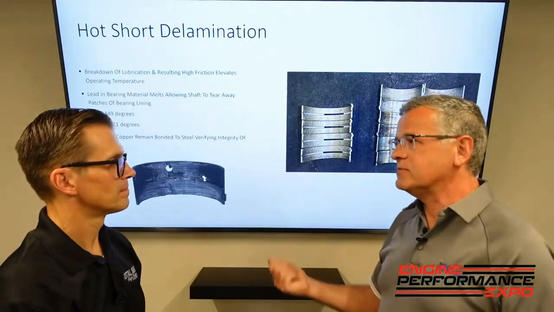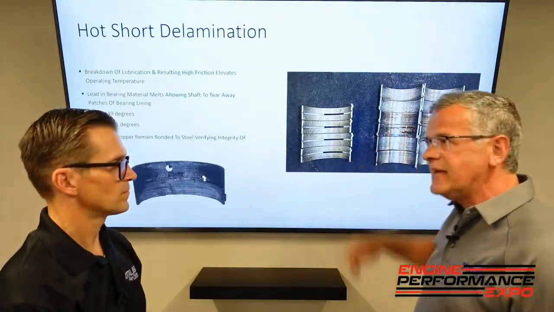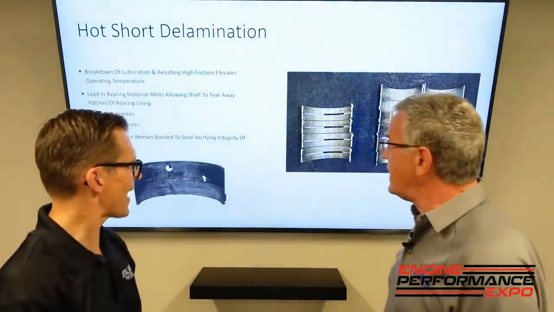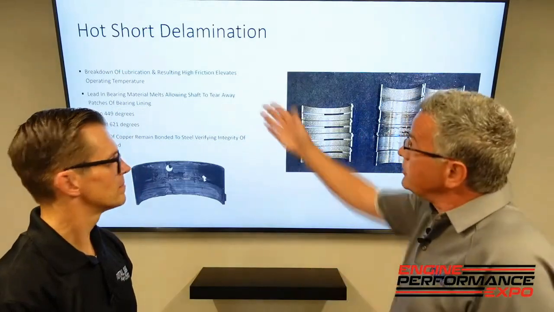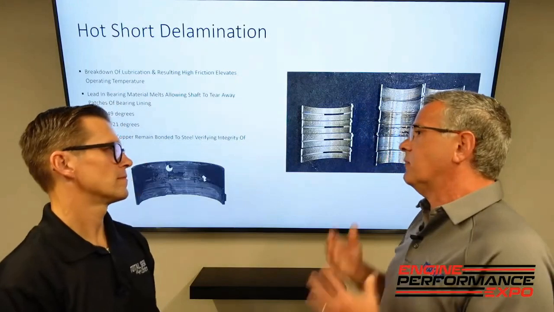All right, so we get the engine back. I look at the bearings, and there are chunks missing out of it. Gone. I'm like, we finished the race. How did that happen? So a hot short: if an engine runs really hot and it's immediately shut off, it will heat soak.